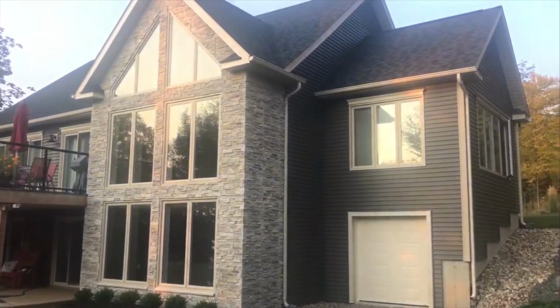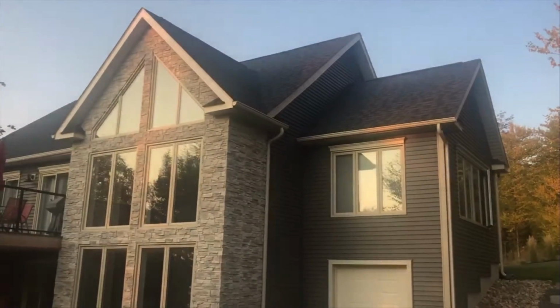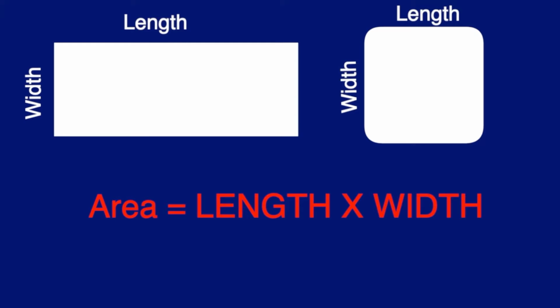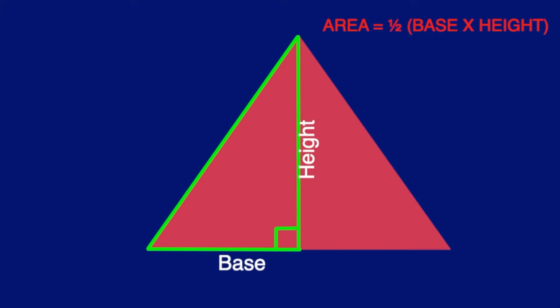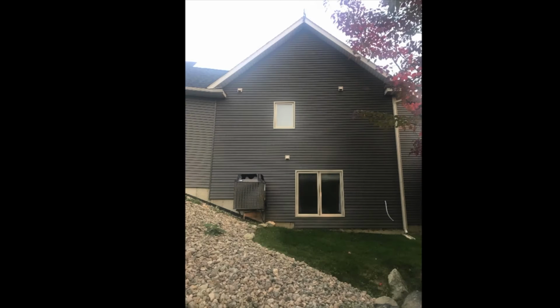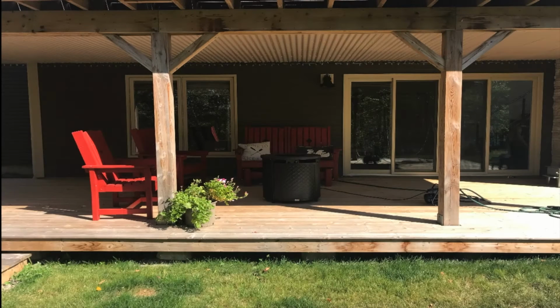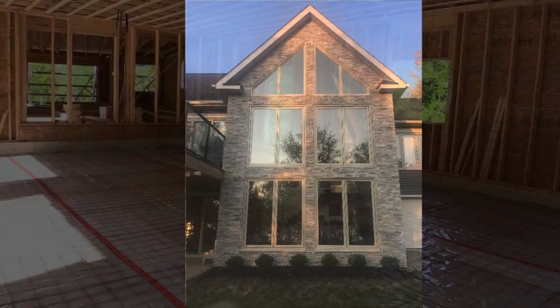The areas of many common shapes can be calculated by using well-known formulas. For squares and rectangles, this formula is length multiplied by width. For right-angled triangles, the formula for calculating area is half the base multiplied by the height. Let's look at some examples where knowing how to calculate the area of more complex shapes is important in the construction of a new house.